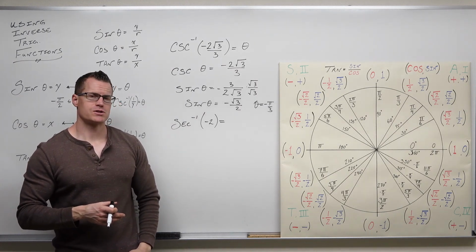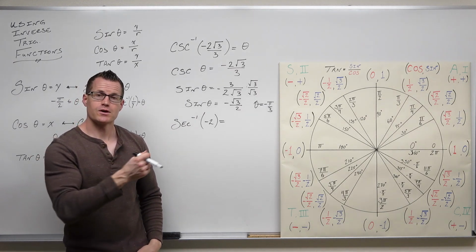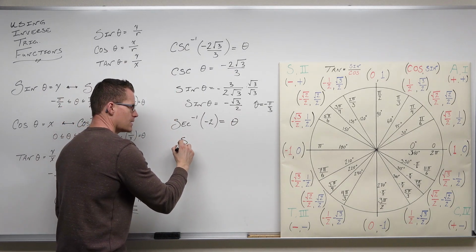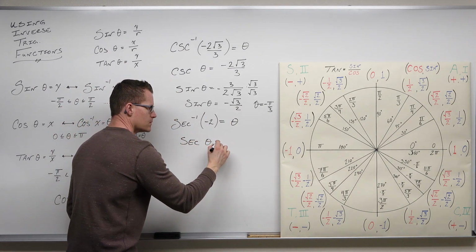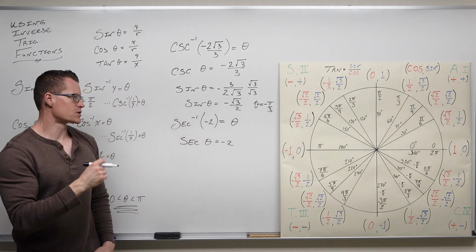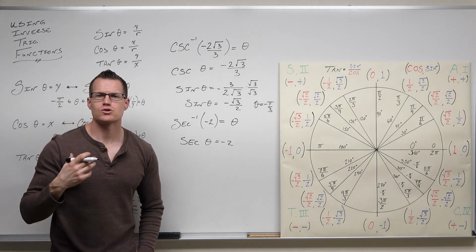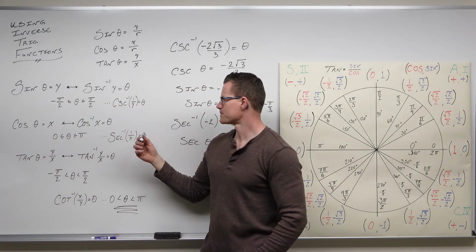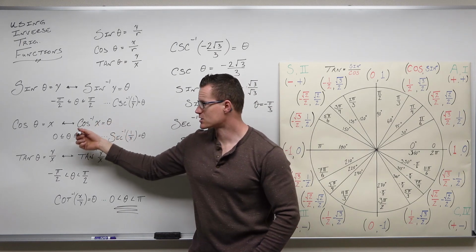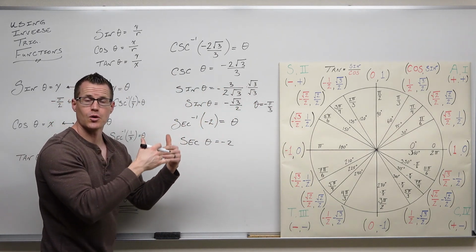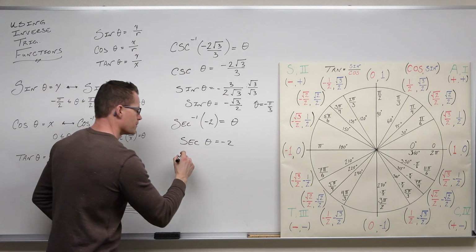Let's move on to secant inverse of negative 2. Let's do the same thing. Inverse functions give you angles. This is only true if this is true. So secant inverse of negative 2 equals theta if and only if secant theta equals negative 2. Well, this is great because secant inverse has the same range as cosine inverse does. That means that we can reciprocate it and look at the appropriate interval on our unit circle.